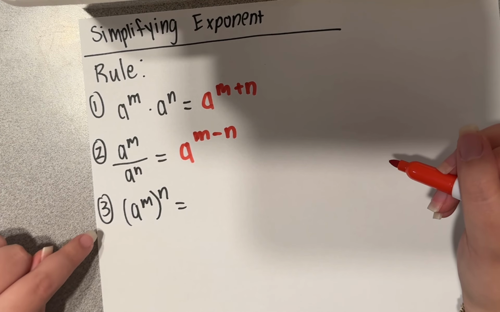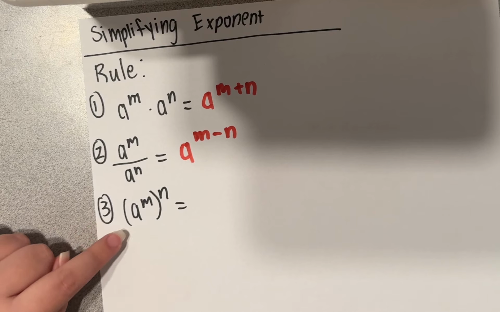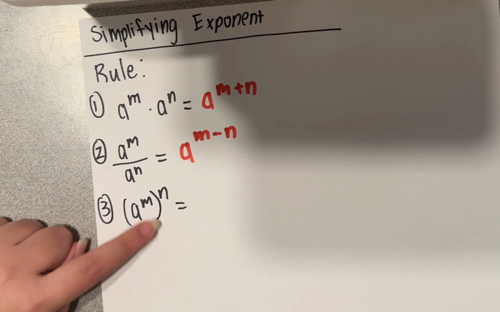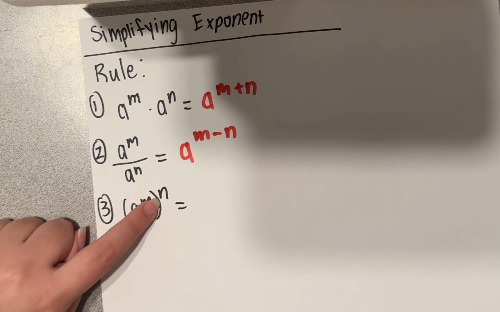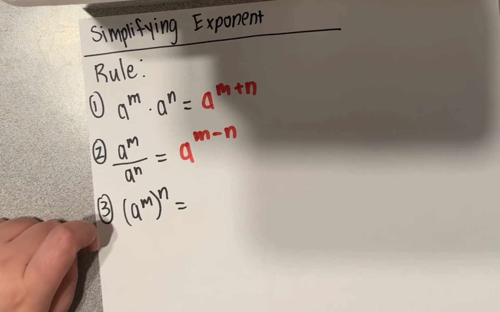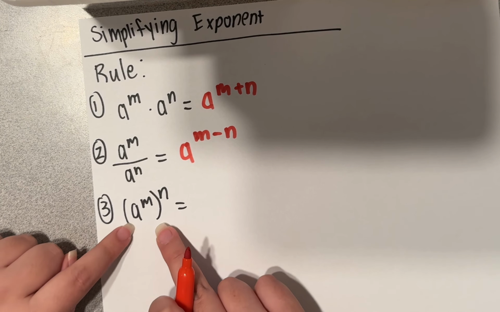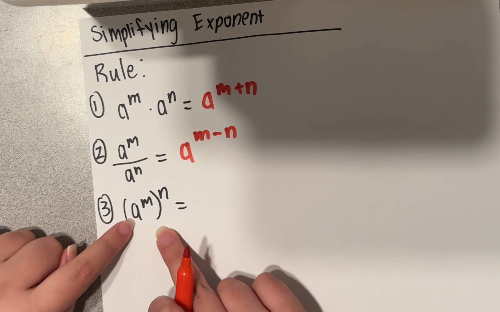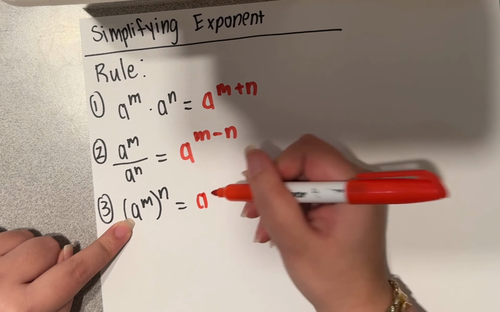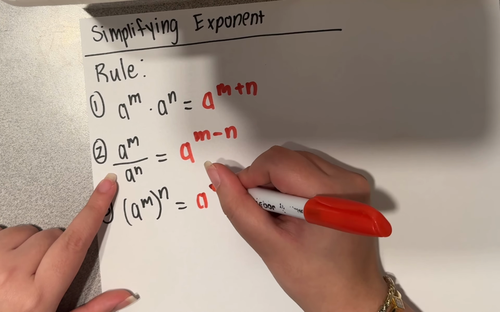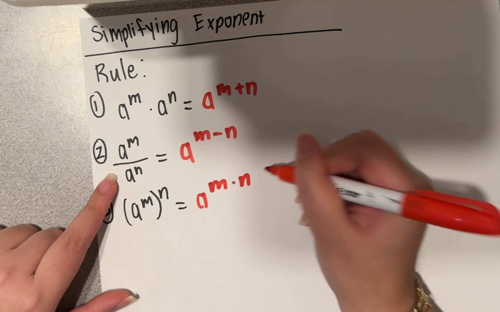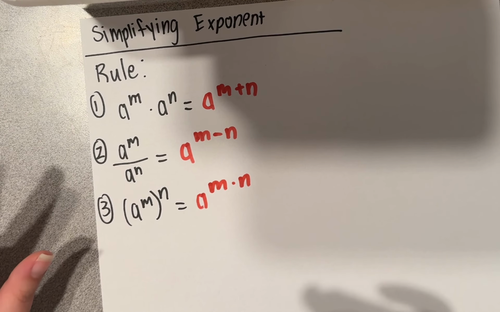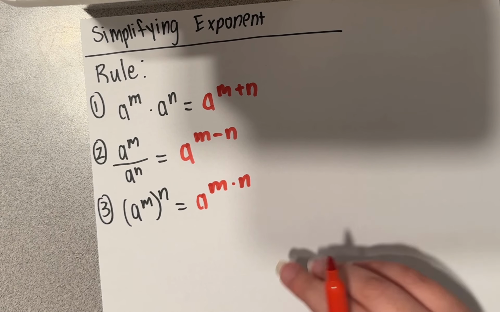And so now let's move on to 3. We have parentheses of A to the M, close parentheses to the exponent N. So right here, we have parentheses. We're still going to keep our base A, and we're just going to multiply the M and the N together. And that's it. So let's do some examples.